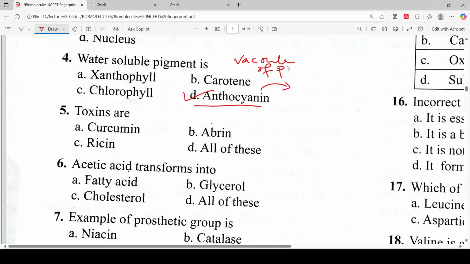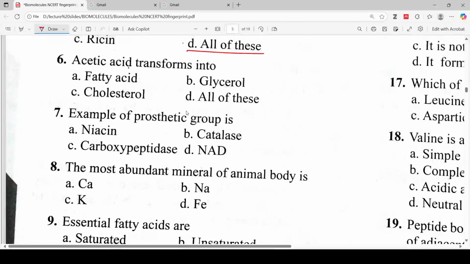of plant cell. So next question, toxins are curcumin, ricin and abrin and all of these. So the correct answer is option D, all of these are toxins. So next question. Acetic acid transforms into fatty acid, cholesterol, glycerol, all of these. So the correct answer is option C, cholesterol.